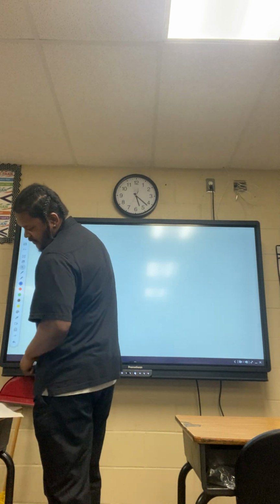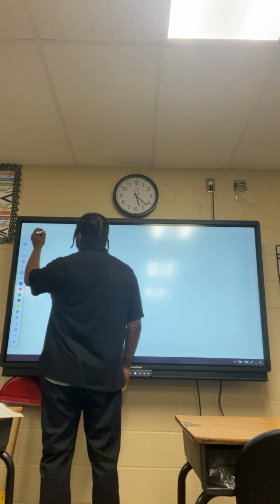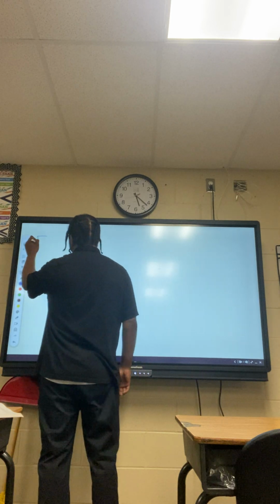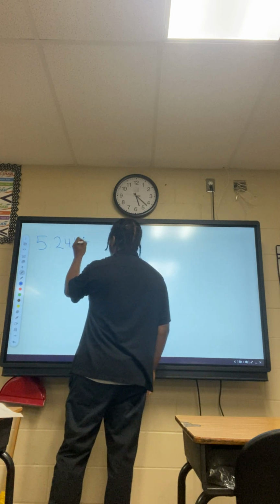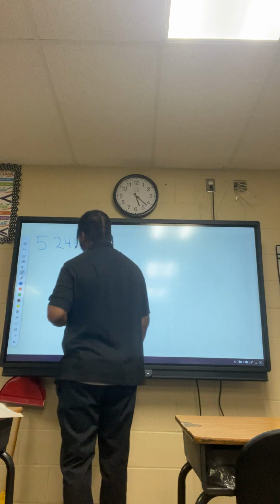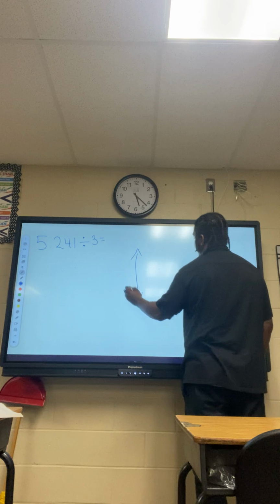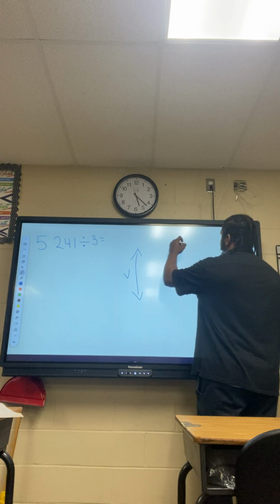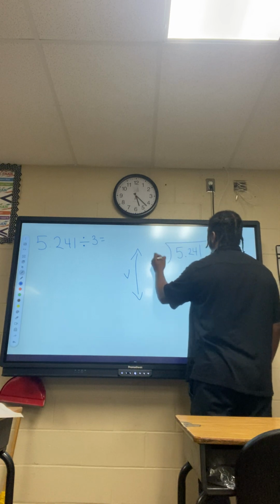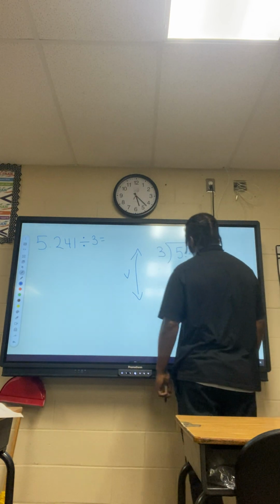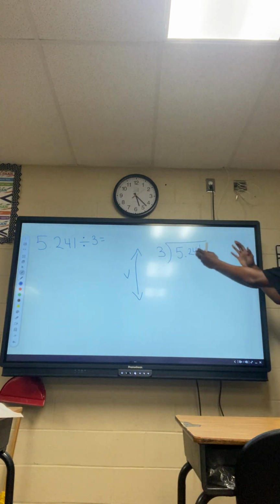So we have 5.241 divided by 3. I'll write it as you see it in your book, in horizontal. Okay, so we need to write it like this. All right, so we went over this in class on how to do long division. This is our standard algorithm portion.